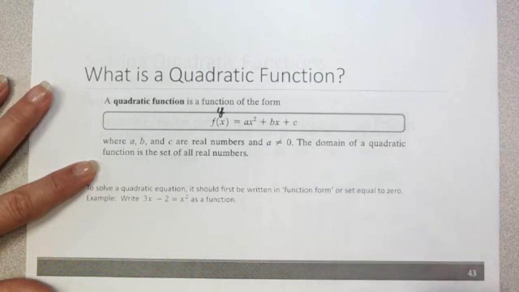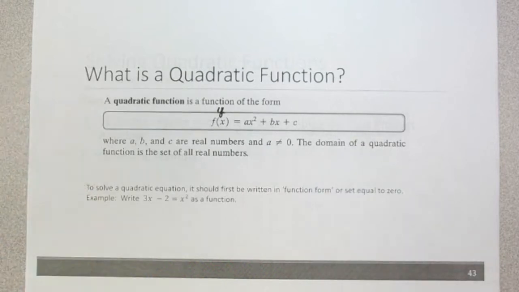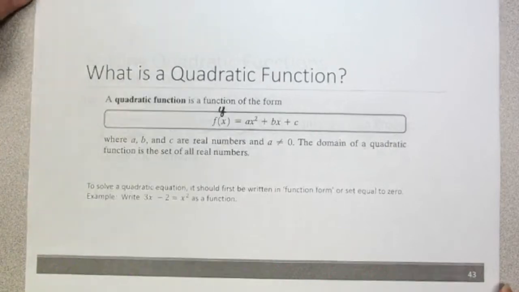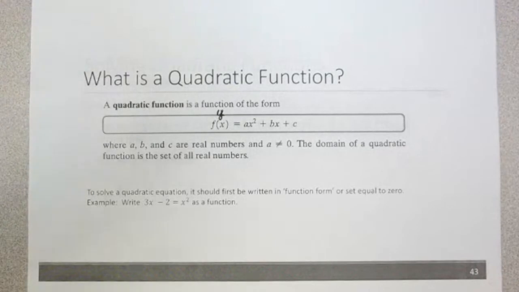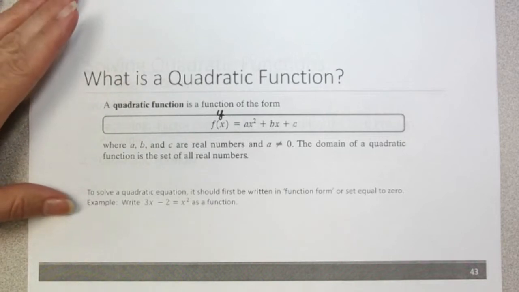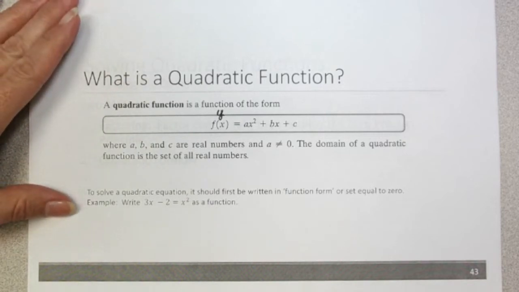When we're solving a quadratic equation, it may appear in multiple different forms, but we always want to write a quadratic equation in its function form before we solve, or set that equation equal to 0. So 0 is on one side of the equation before we begin solving.